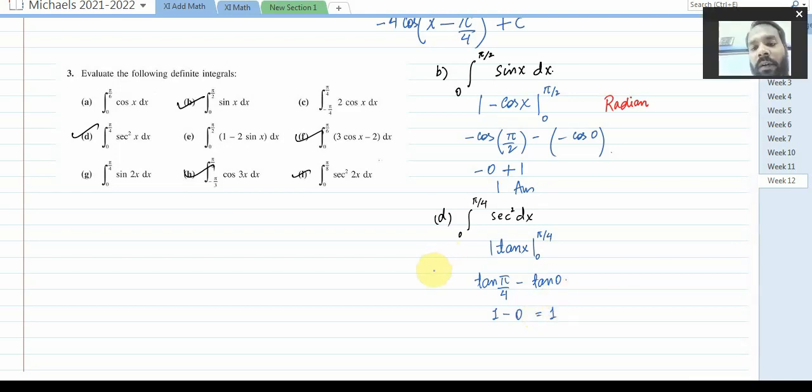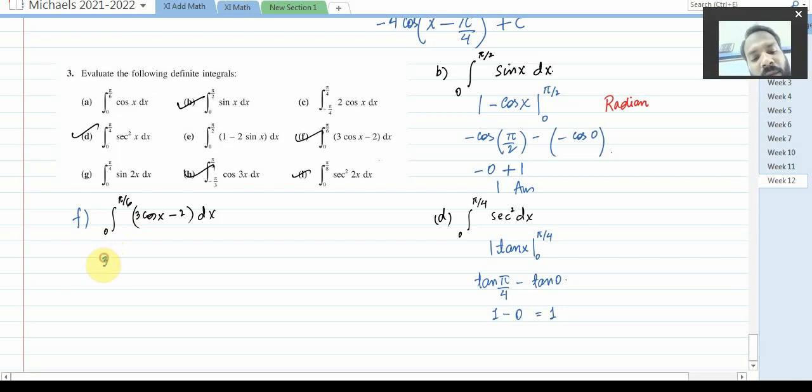Alright, and the next part we have is part F. The question says integral from 0 to pi over 6 of (3 cos x minus 2) dx. So what I will do first, I will expand the brackets here. So it will be 3 times the integral from 0 to pi over 6 of cos x dx, minus 2 times the integral from 0 to pi over 6 of dx, right? Or you can say 1 times dx, it's the same.